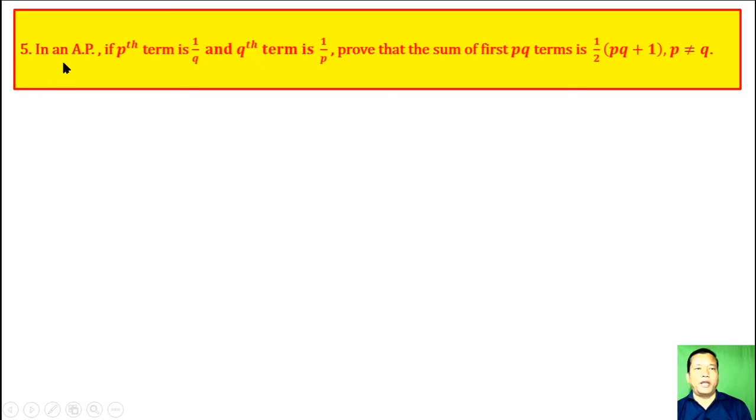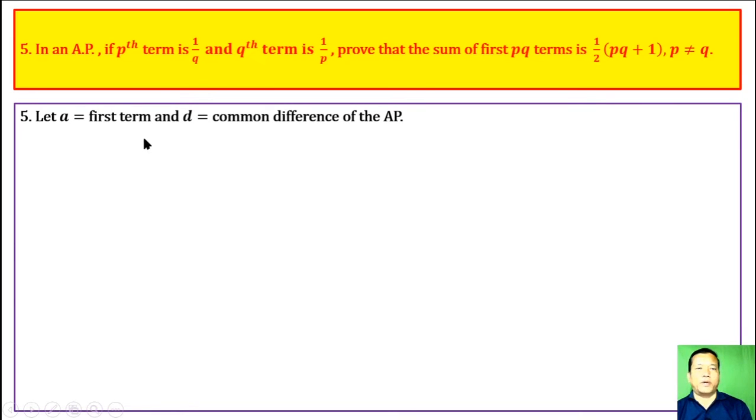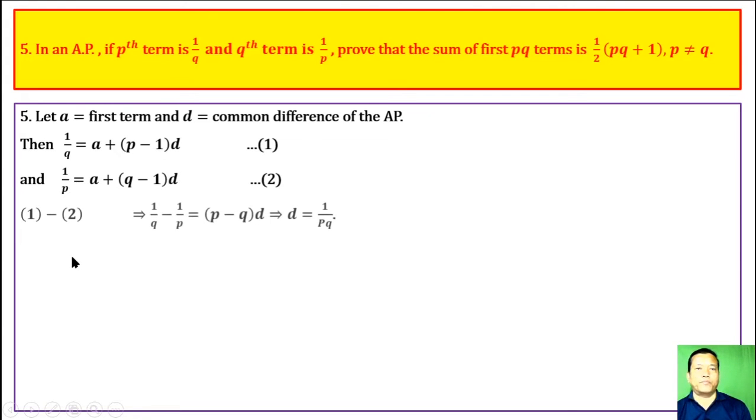Question number 5. In an AP, if the pth term is 1 by q and the qth term is 1 by p, prove that the sum of the first pq terms is half times (pq plus 1), where p does not equal q. Let A equal the first term and D equal the common difference of the AP. Then 1 by q is the pth term. Therefore 1 by q equals A plus p minus 1 D, which is equation 1. And 1 by p is the qth term of the AP, so 1 by p equals A plus q minus 1 times D, which is equation 2.